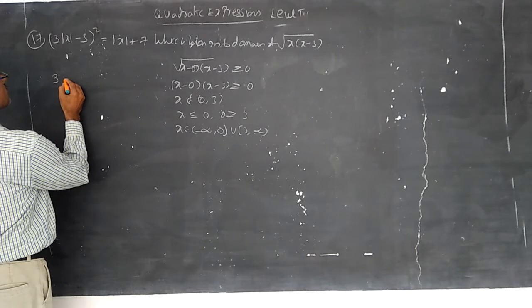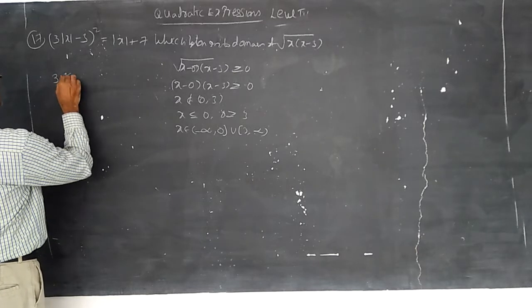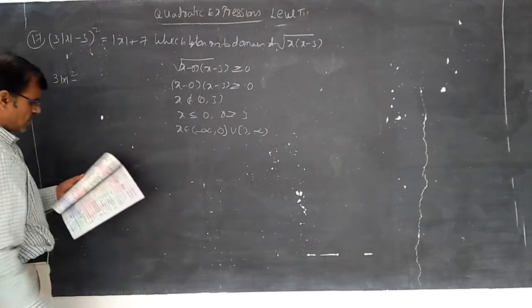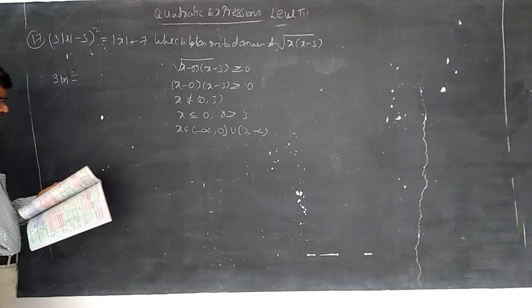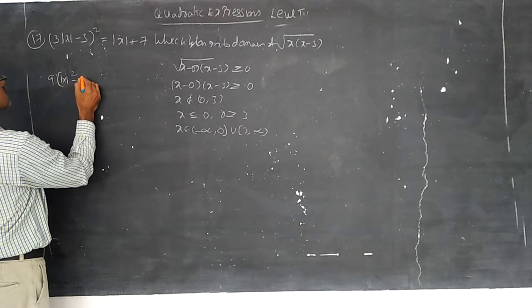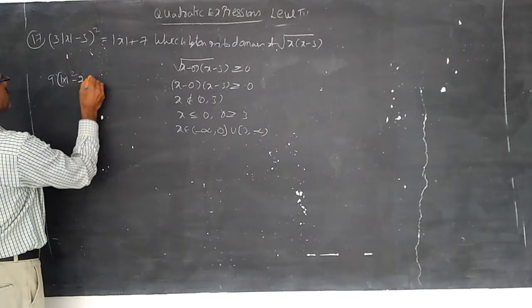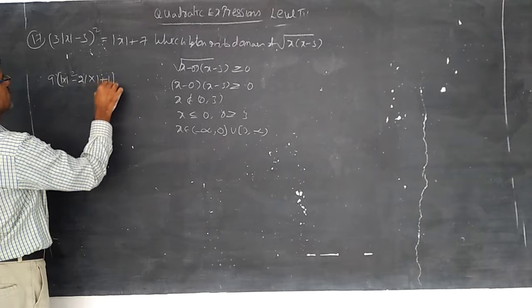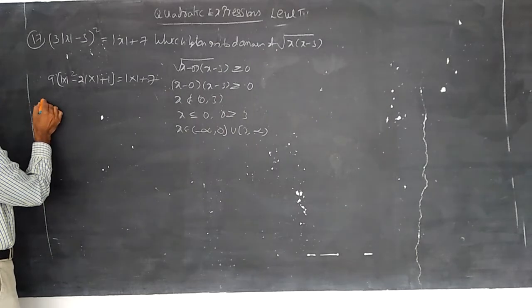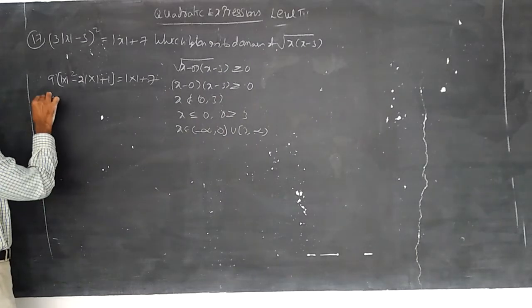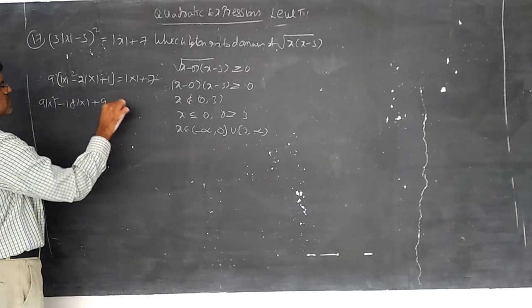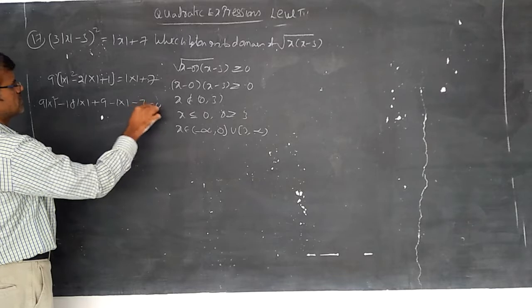So let us consider here 3 into mod x whole square minus 3 mod x minus 3. This is 9 into, if we take 9 common, mod x square minus 2 mod x plus 1 is equal to mod x plus 7. So 9 mod x square minus 18 mod x plus 9 minus mod x minus 7 is equal to 0.